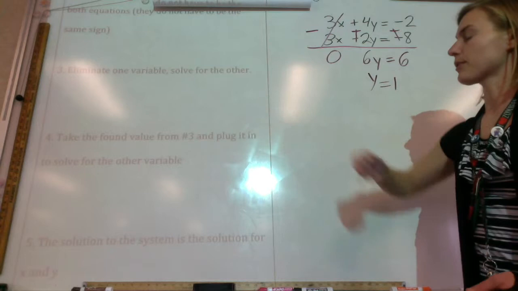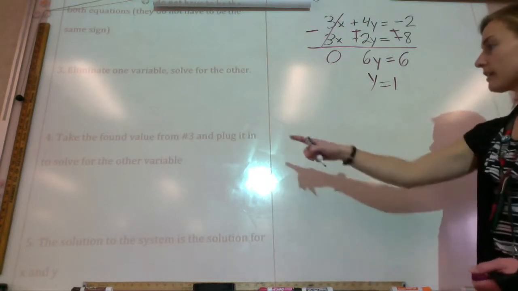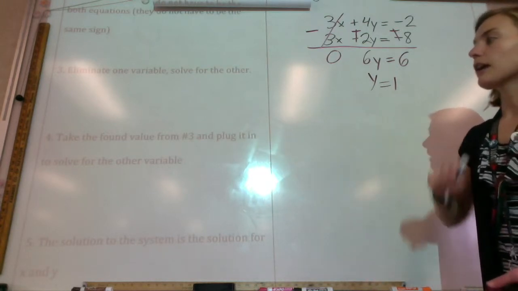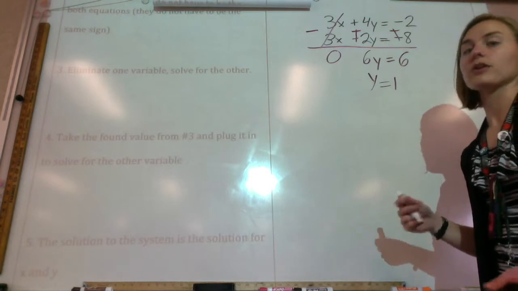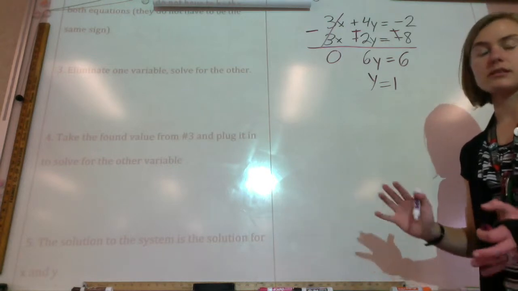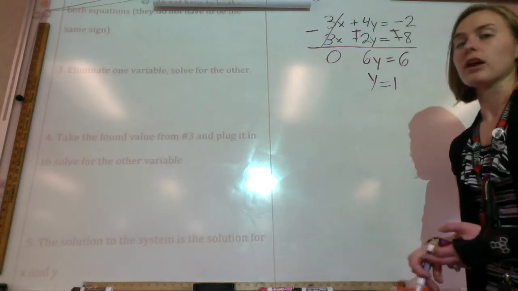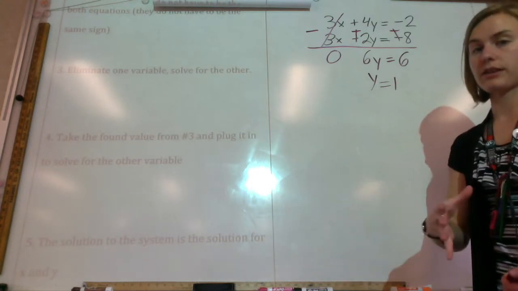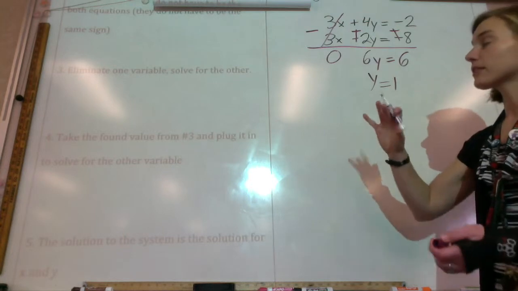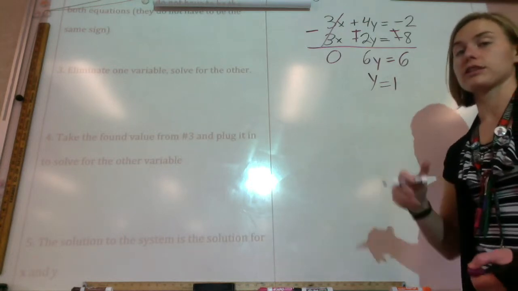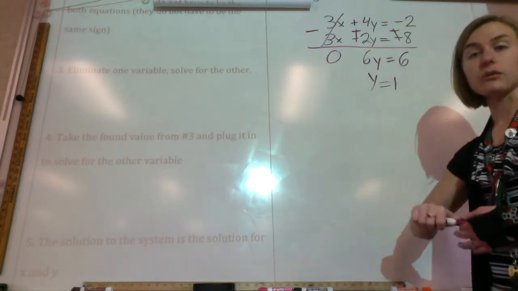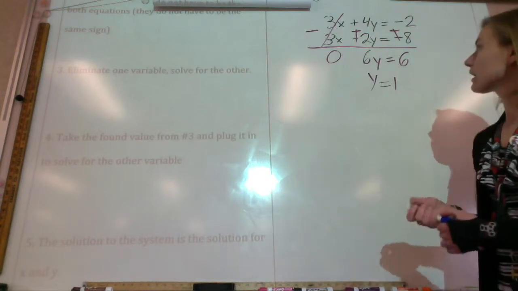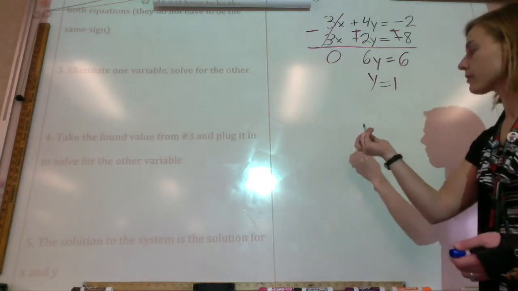So we just did step 3. Step 4 says take the value we just found in step 3 and plug it in to solve for the other variable. So now the rest of the steps is essentially just like we learned in substitution. We found one of the variables, and we can just plug that back in to solve for the other one. And again, it doesn't matter if I plug it into the first equation or the second equation. It will give me the same result. So let's try plugging it into the first equation.